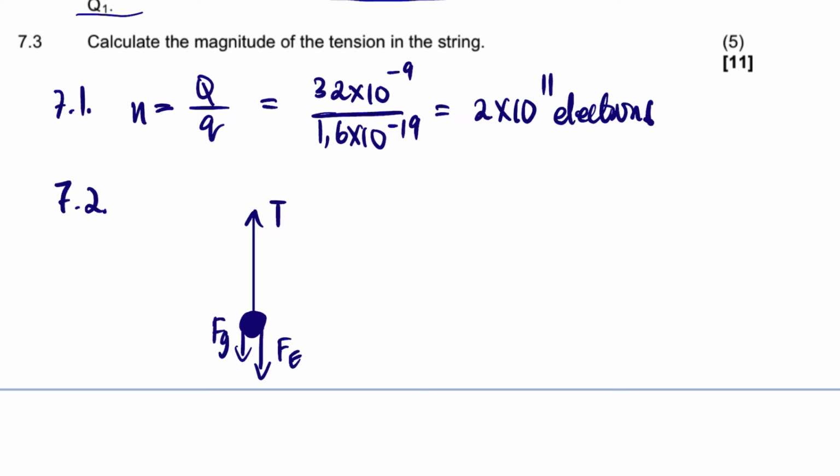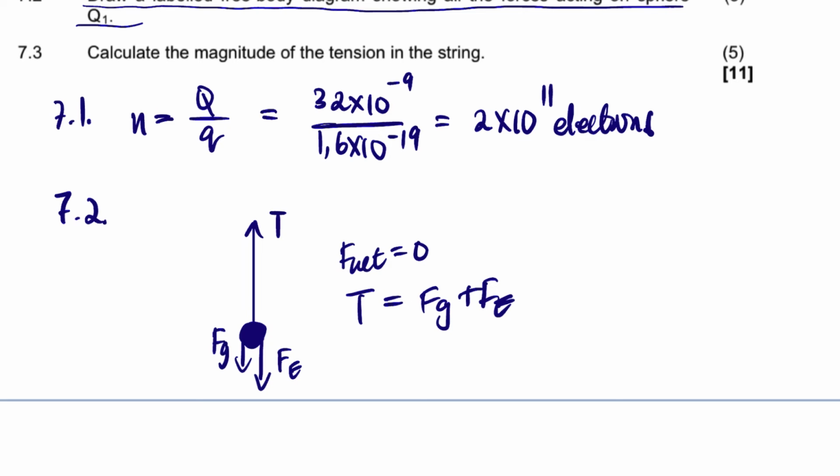So there are two forces acting downwards there, the gravitational force and the electrostatic force. But what you need to be mindful of here, since this is at equilibrium, is that the F net is equal to 0. So that means the tension must be equal to the sum of Fg plus Fe, which is the electrostatic force. Sorry guys. So the tension must be equal to the sum of these two, because the net force is equal to 0. Now let's go to 7.3.